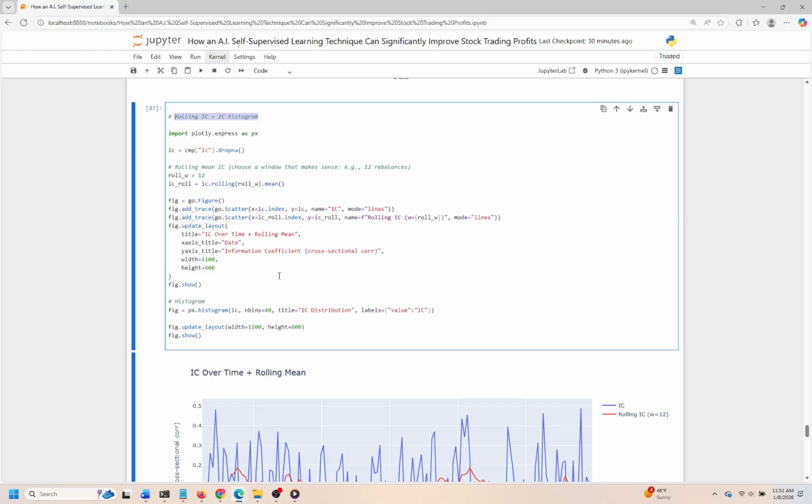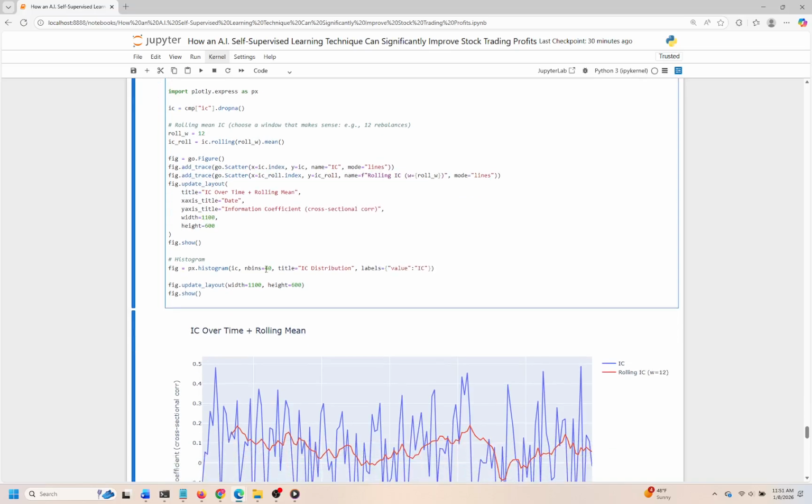Cell 27. In this cell, we're diving into a visual analysis of the information coefficient, commonly referred to as IC, which captures the strength of the relationship between predicted and actual returns. This is significant because understanding IC over time can give us insights into how well our predictive models are performing.